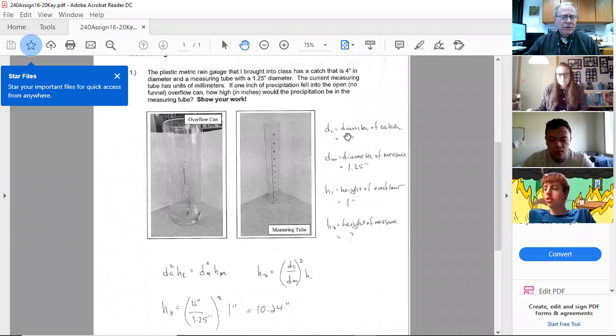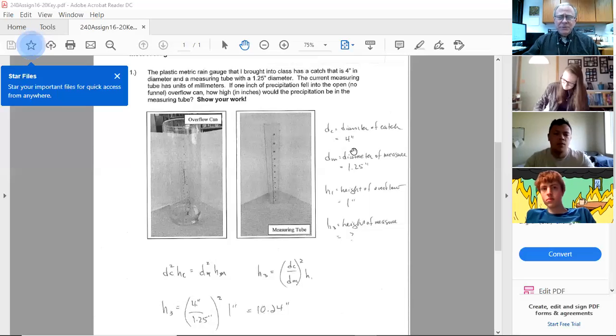You've got the diameter. It says here the diameter of the catch, the big opening overflow can, is 4 inches. The measuring tube, the diameter up top is 1.25 inches. The measuring tube has units of millimeters. If 1 inch of precipitation fell into the open overflow can, so if 1 inch was in here, how much would it fill up in here?